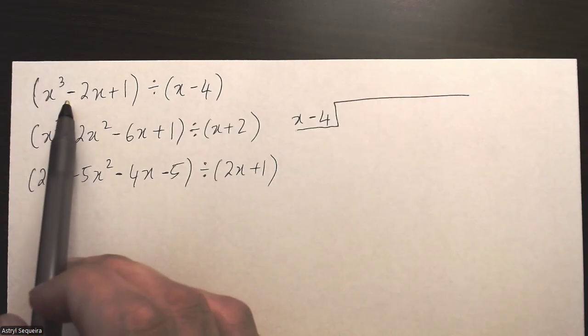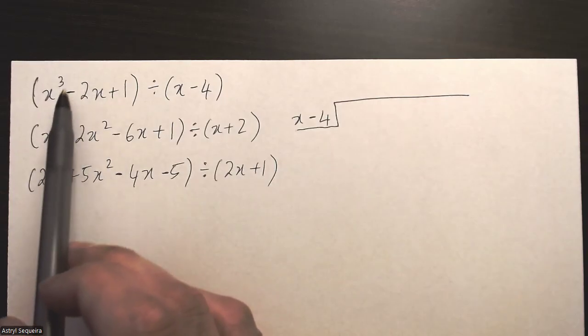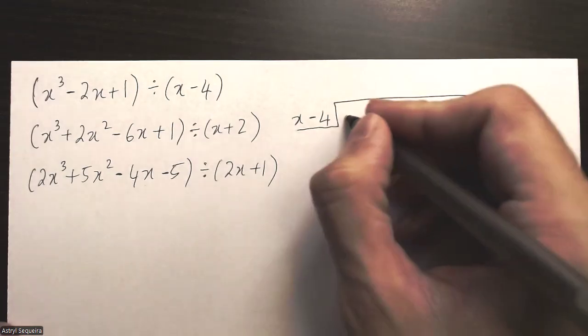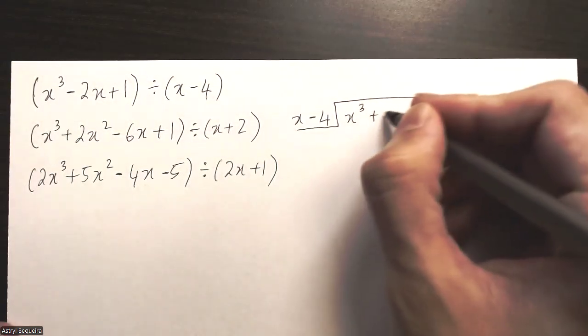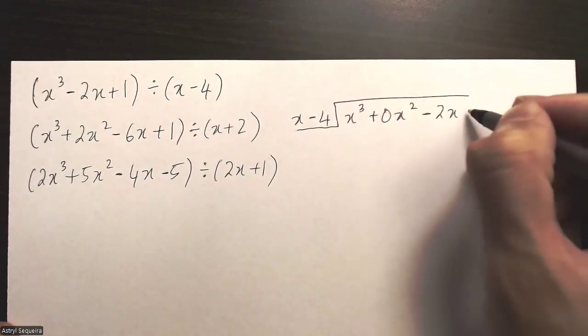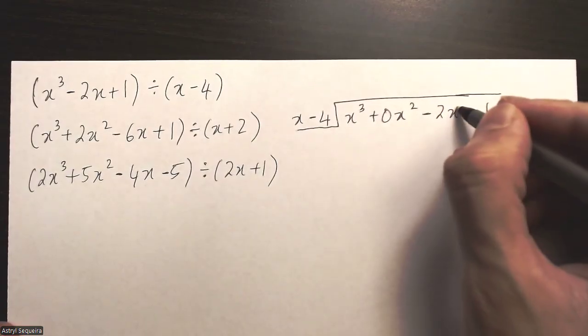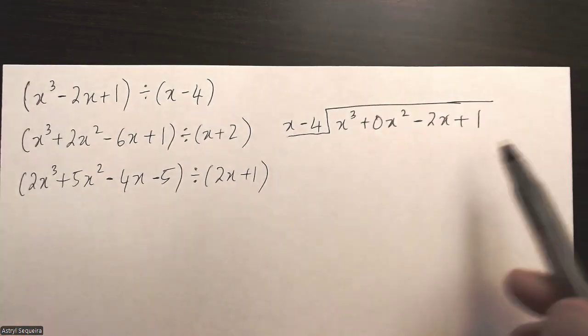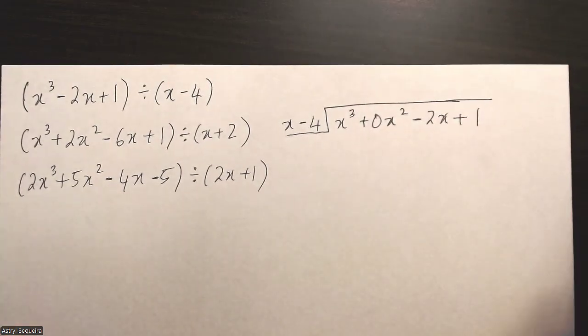And if there's any terms that are missing, for example, the x squared term is missing here, you want to make sure to fill that out as a 0x squared to make this calculation a bit easier. That's how we set it up. So now let's do the long division.